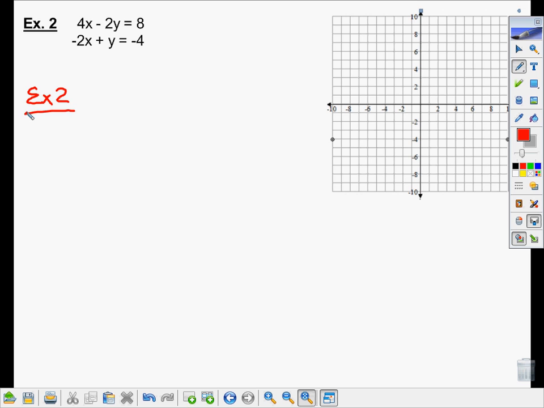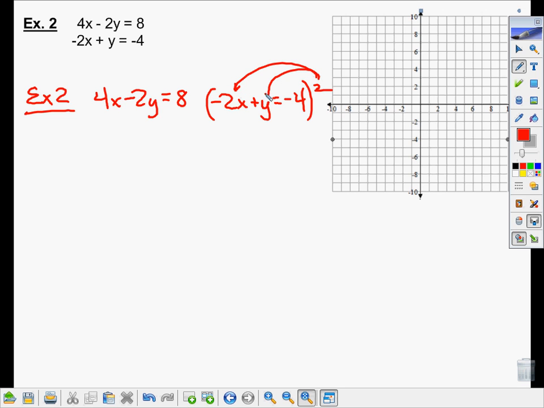So we need to do something to these before we try to eliminate. So for example 2, once again, copy these down. 4x minus 2y equals 8, and negative 2x plus y equals negative 4. And this one, how about if we take the second equation and double it again? So if we multiply this side times 2, our 2 times our negative 2x, our 2 times our y, and our 2 times the negative 4 will give us the new equation, negative 4x plus 2y equals negative 8. And if we add these together, hey, there we go.